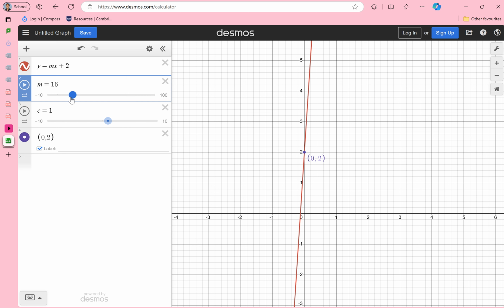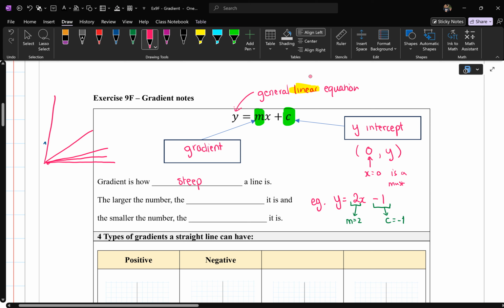Can you see how the more I increase m, the bigger the number m is? If m is 79, so if I had 79x plus 2, the line is really steep. So in your notes here, I want you to write: the larger the number, the steeper it is. And then, obviously, the smaller the number, it's going to be really flat. So the smaller the number, the flatter it is.